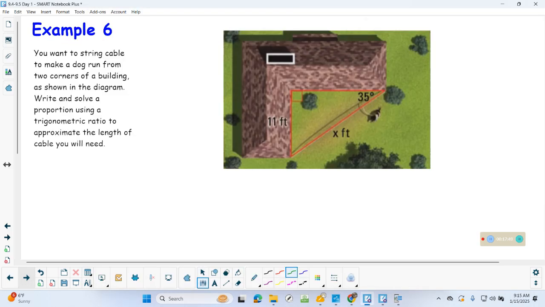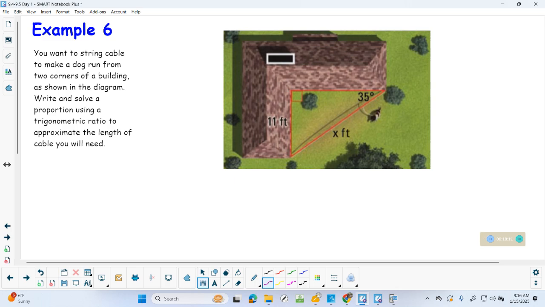All right, flip the page. Here we go, just different ones, okay? All right, word problems, but honestly, I don't think these are bad for word problems when you have the picture. You want a string cable to make a dog run from two corners of a building as shown in the picture. Write and solve a proportion using a trig ratio to approximate the length of the cable you need. Ooh, that's wordy.